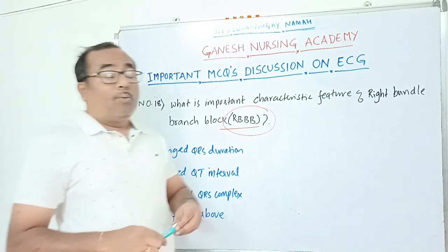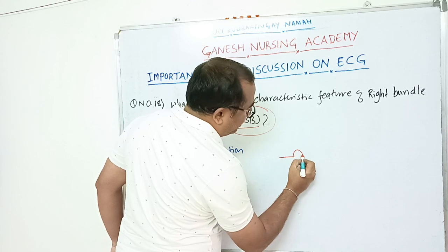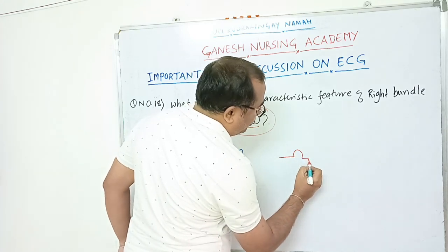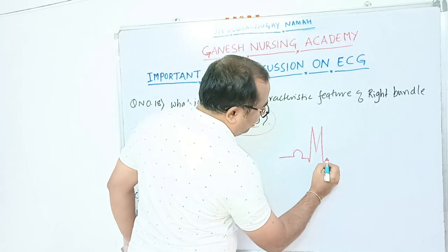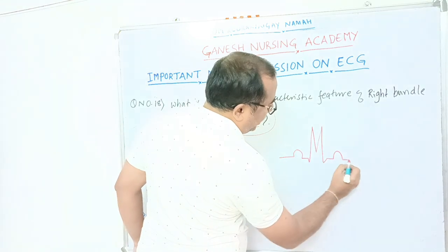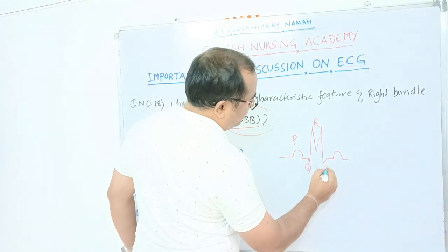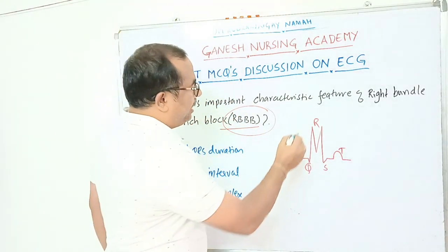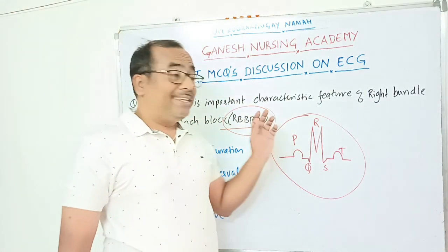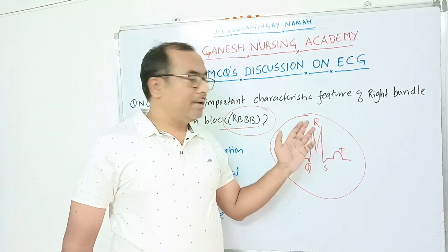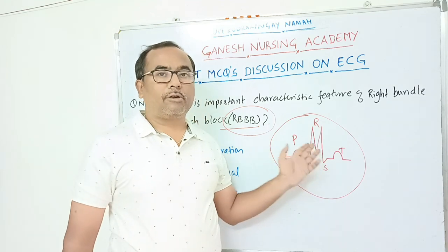Now what is the ECG pattern in right bundle branch block? Let's see. The P wave will be there, but the QRS complex turns M-shaped, and then there will be a T wave. So P Q R S T is the pattern of ECG in right bundle branch block. Right bundle branch block will always have an M-shaped QRS complex, and left bundle branch block will have a W-shaped QRS complex. That I will show you.